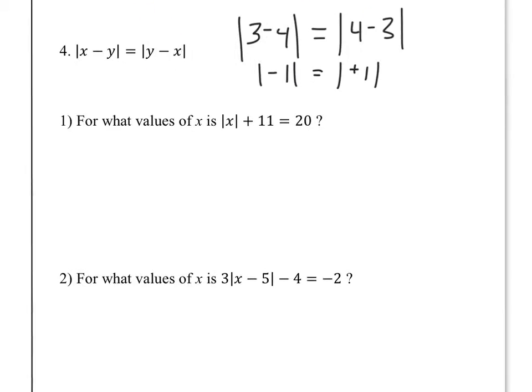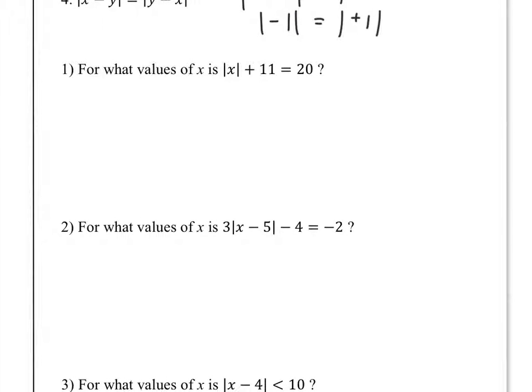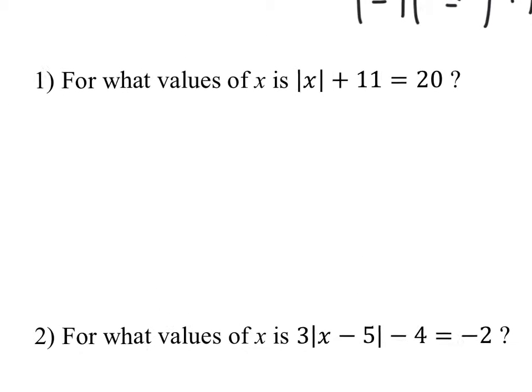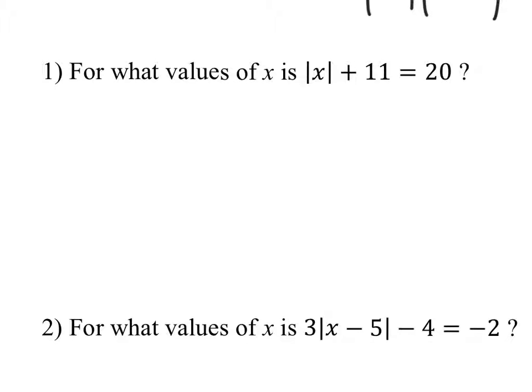So those are some general rules for absolute value. Let's look at some examples. For what values of x is the absolute value of x plus 11 equal to 20? To solve an equation like this, we definitely want to get the absolute value and what's inside of it by itself first. I'm going to subtract 11 from both sides of the equation. It's going to give me the absolute value of x equals 9.